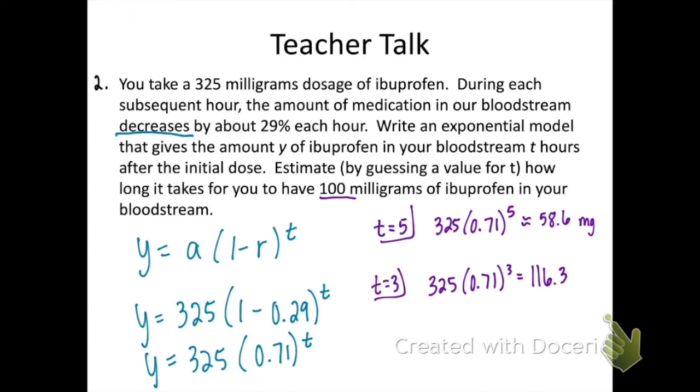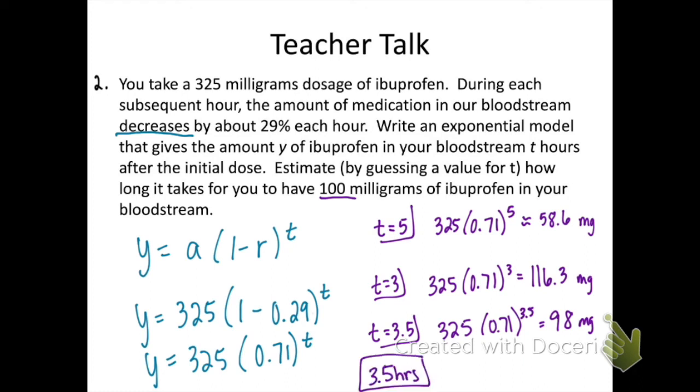Next, I'm going to try 3.5, and we get to 98 milligrams, which is pretty close. So I'm just going to approximate about 3.5 hours after taking this ibuprofen, we have 100 milligrams left in our bloodstream. In future concepts, we're going to find a way to take an equation like this and actually solve for T using some different functions we haven't seen before.